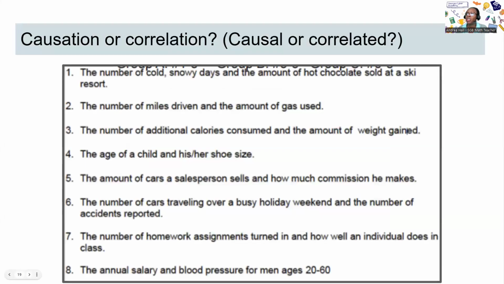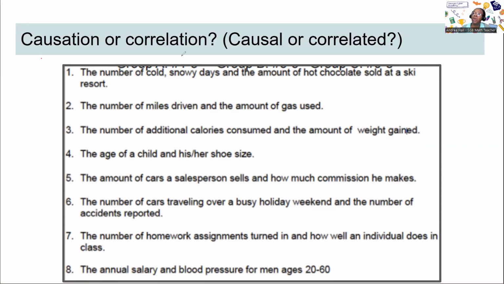All right, and we just did a lot of examples of causation or correlation. So go ahead and do this really quickly for me. Pause the video. This is your turn. Everyone, make sure you do the your turn.